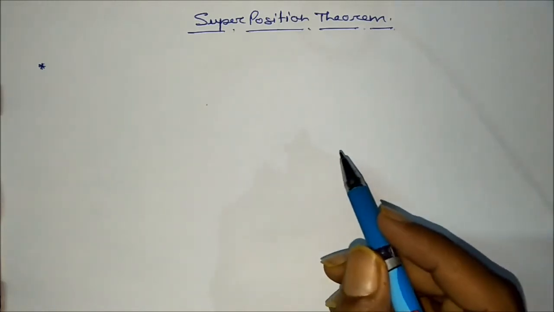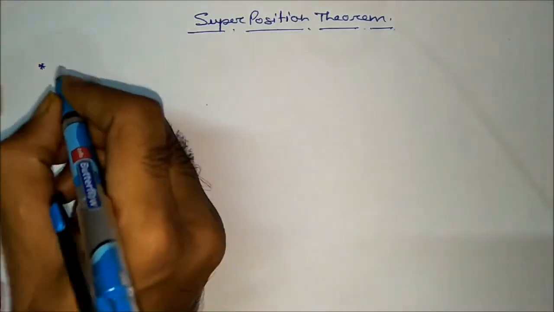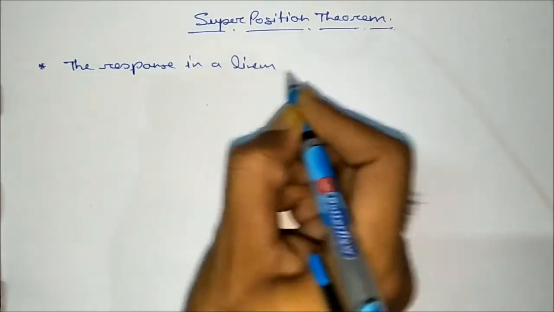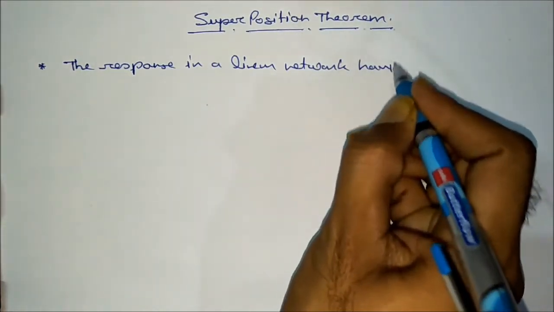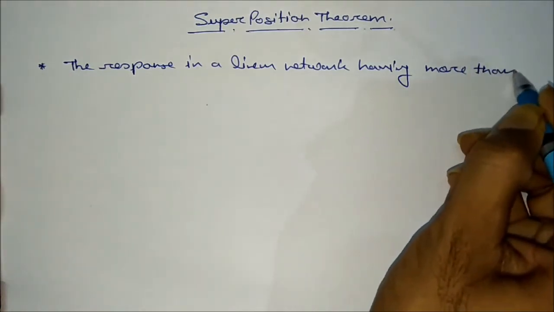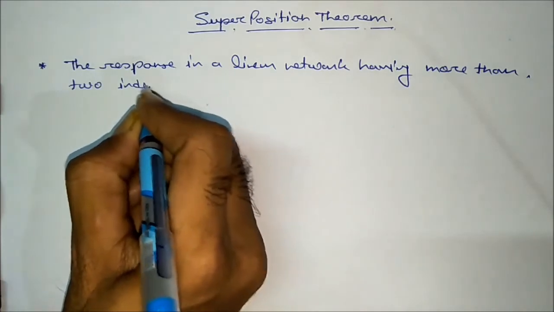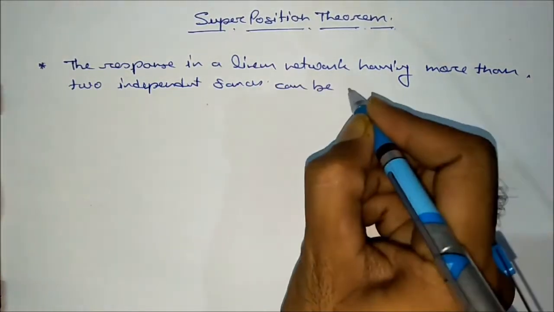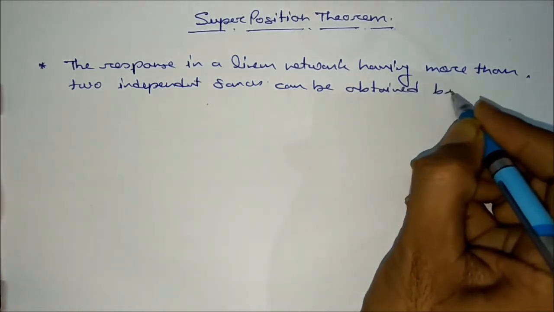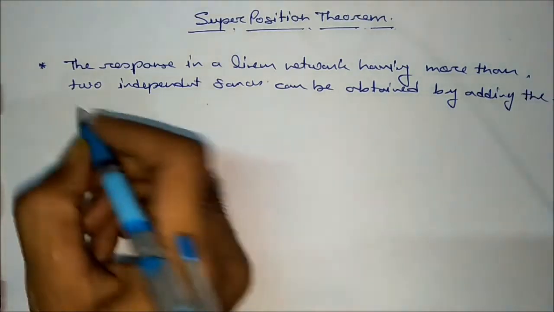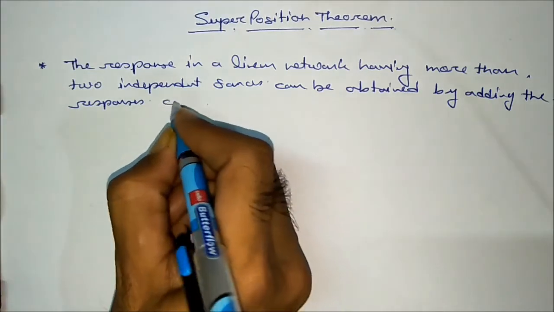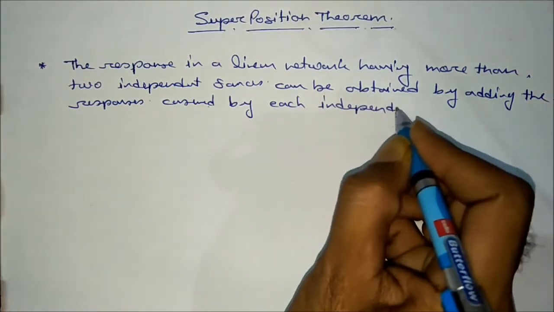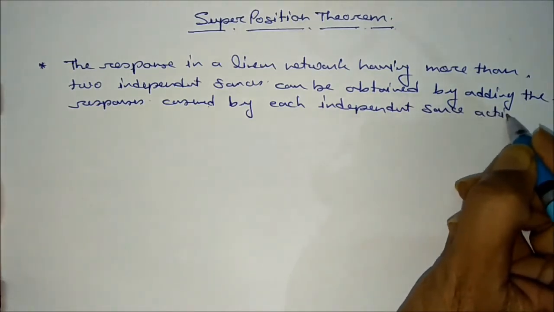The superposition theorem principle states that the response in a linear network having two or more independent sources can be obtained by adding the responses caused by each independent source acting alone.